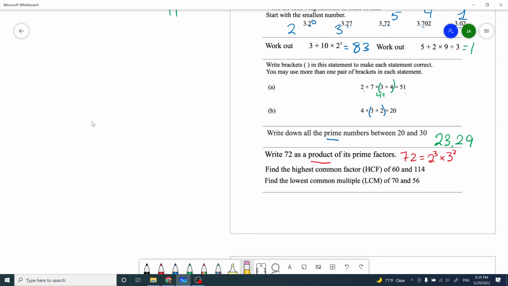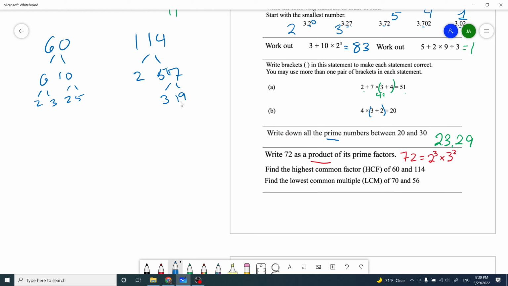Now let's go ahead and talk about HCF and LCM. To find the HCF of 60 and 114, we're going to take the prime factors. We're going to do the same thing. So here I'll take 6 and 10. This is 2 and 3, 2 and 5. 114 is going to be 2 and let's say 57, right? And 57 is going to be 3 times 19.